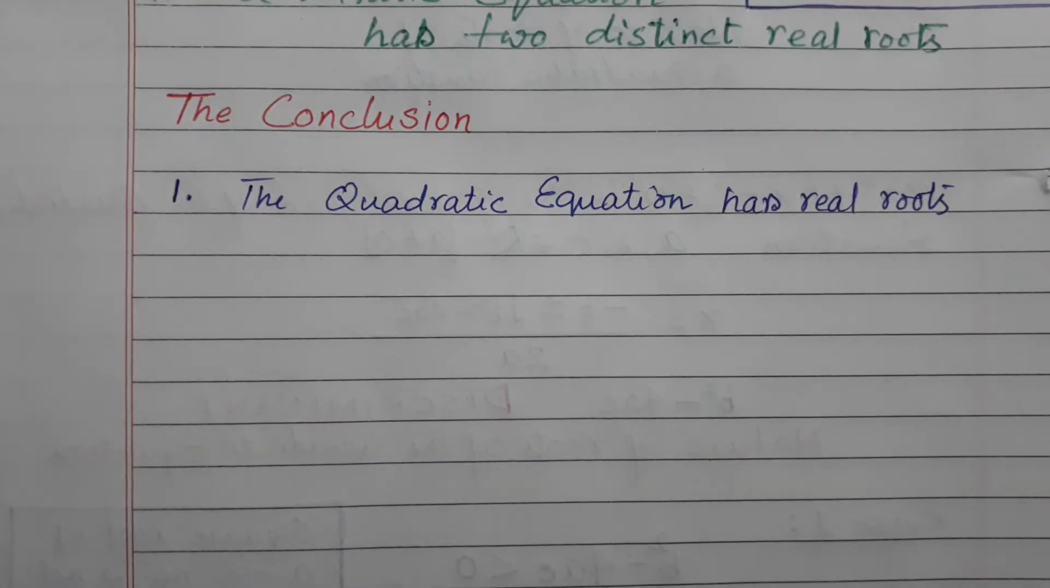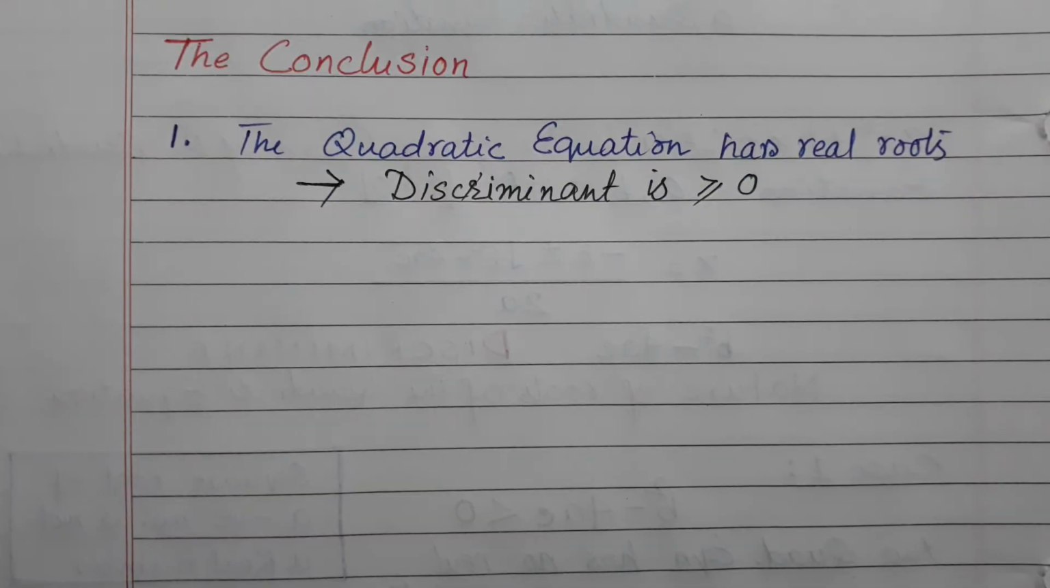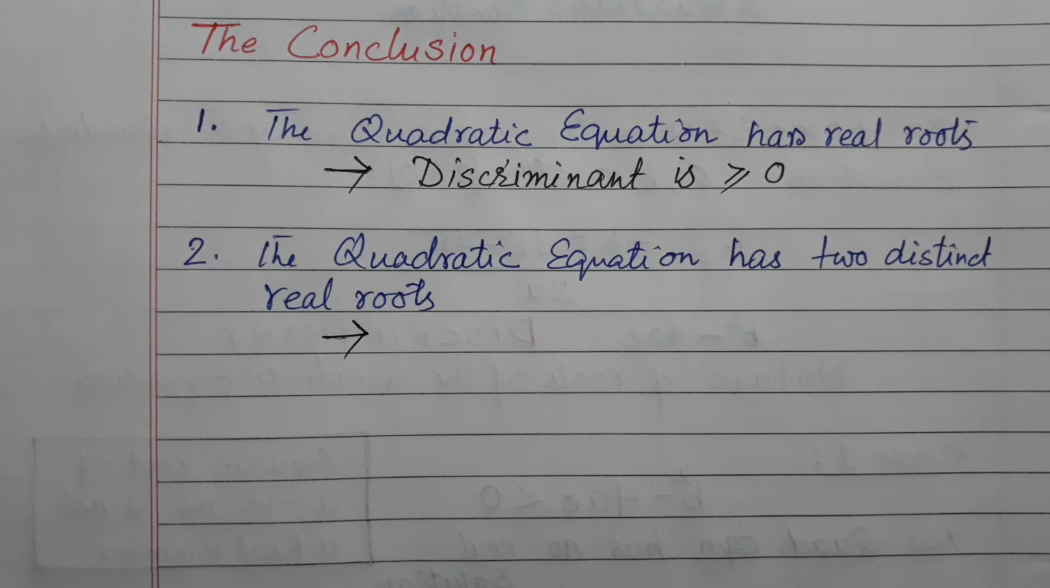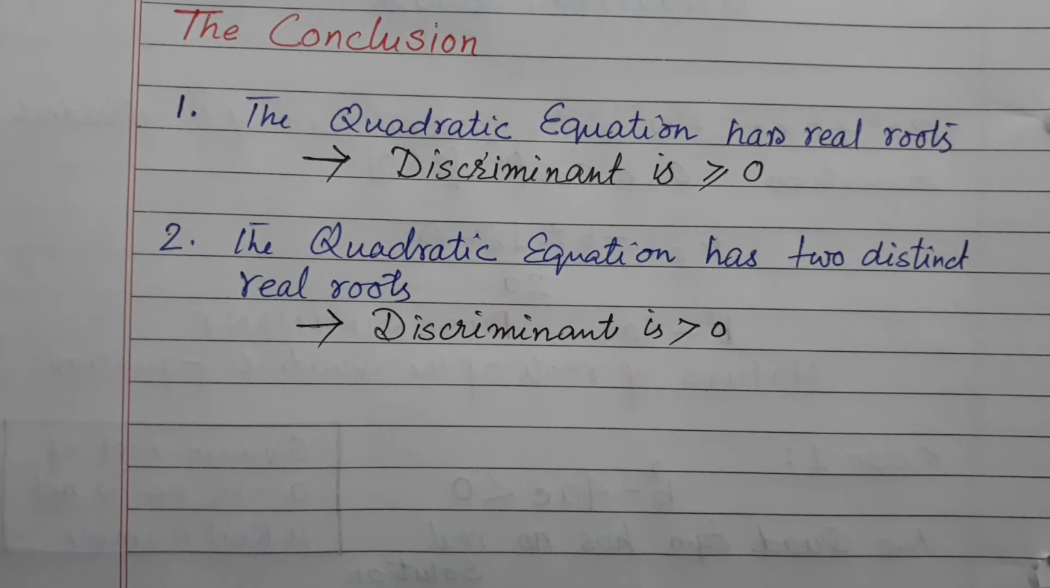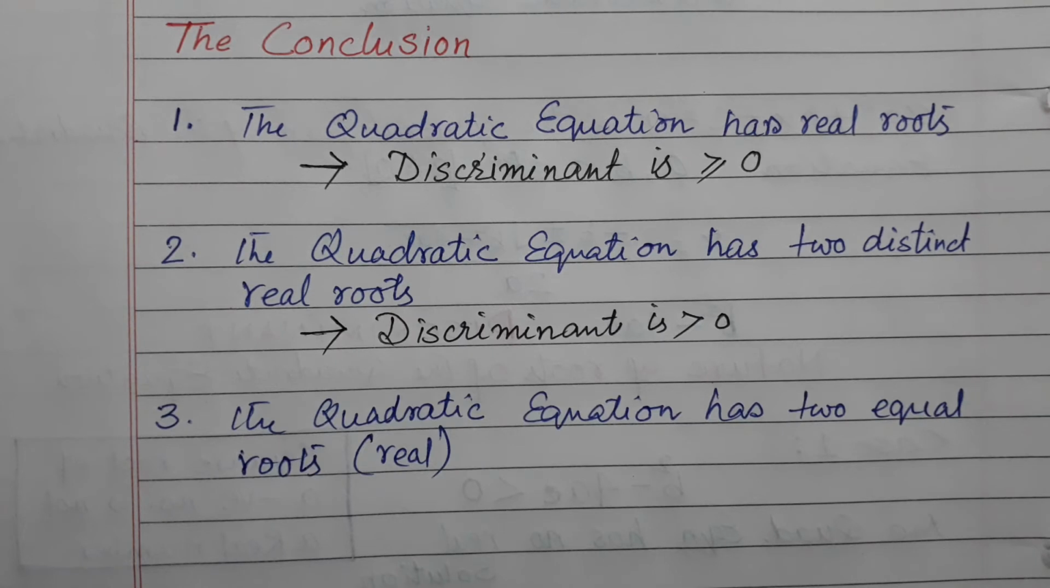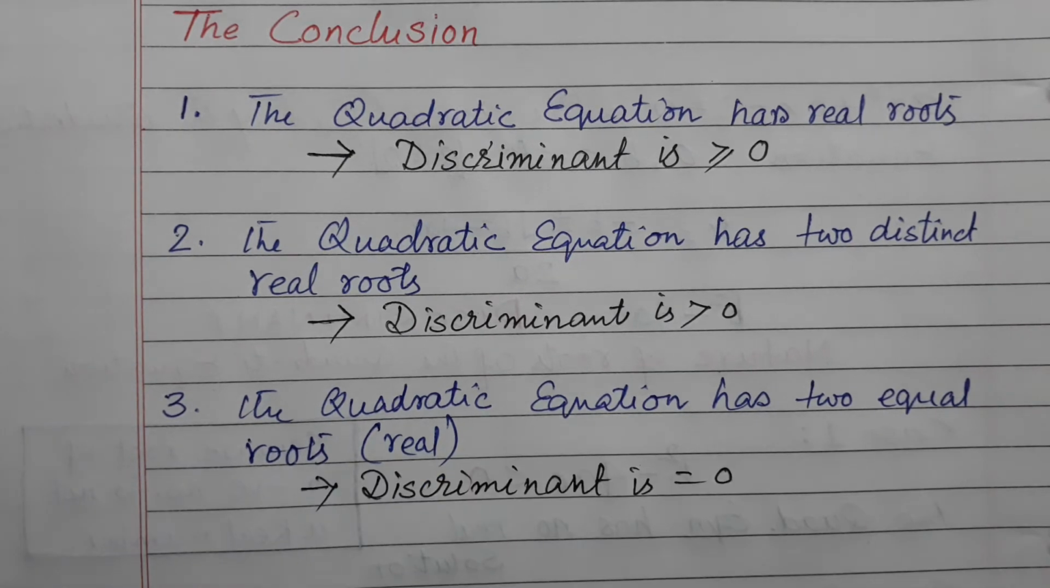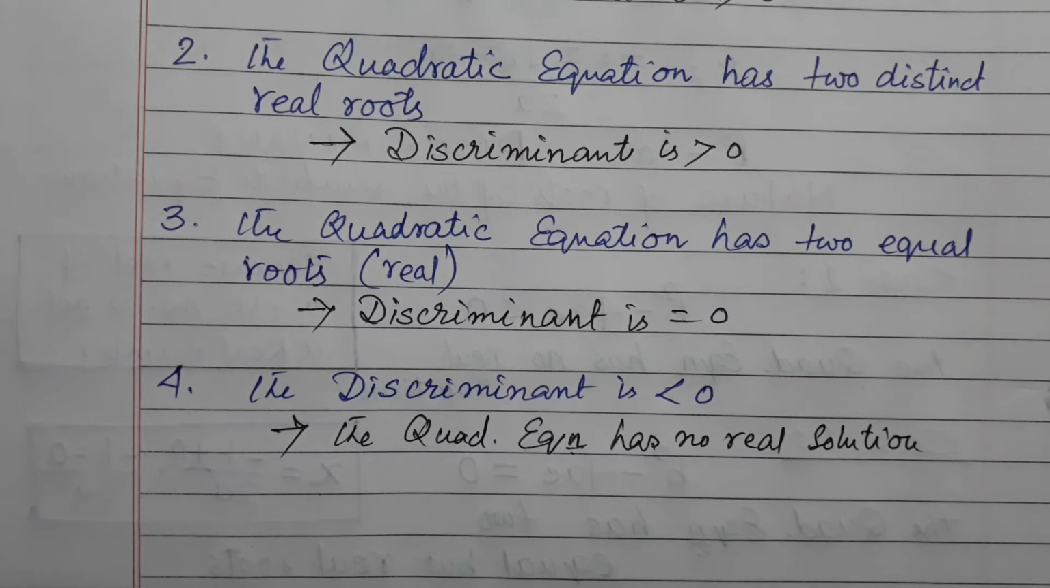Hence, we can conclude, number 1, if the quadratic equation has real roots, then its discriminant is greater than or equal to 0. Number 2, if the quadratic equation has two distinct real roots, then its discriminant is greater than 0. The third one is, if the quadratic equation has two equal roots, it will be obviously real, then the discriminant is equal to 0. And lastly, if the discriminant is less than 0, then the quadratic equation has no real solution.